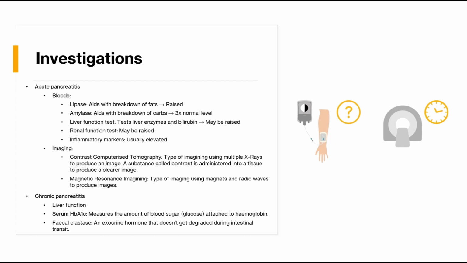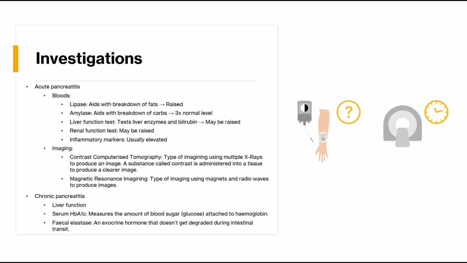You do not always have to do imaging, but if it is required, a contrast computerized tomography or contrast CT is preferred over magnetic resonance imaging or MRI. A contrast CT is when a dye is administered into a tissue prior to getting a scan to help produce a clearer image. It is only used if a physician suspects complications such as pancreatic necrosis, which is death of the pancreatic tissue. It is usually done only after at least 72 to 96 hours after the onset of symptoms.